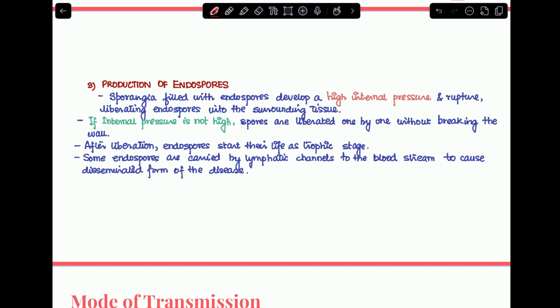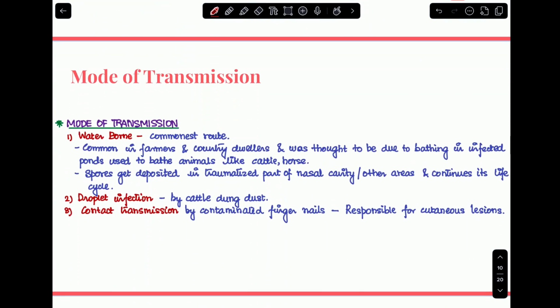Now, let's talk about the mode of transmission for this disease. The waterborne route has been found to be the most common mode of transmission of rhinosporidiosis. It has been seen very commonly in farmers and country dwellers and was thought to be due to bathing in infected ponds. This is very, very important. Sometimes you're given a hypothetical case where it is described that the person got this disease after taking a bath in pond water, and that should be an indication towards rhinosporidiosis, because this is a very common mode of transmission.